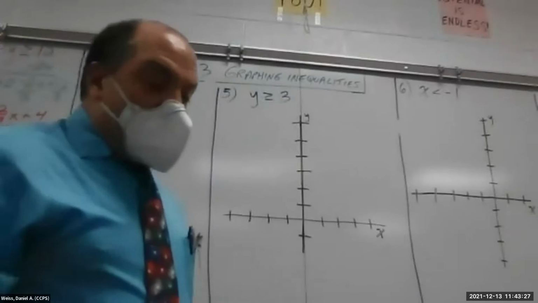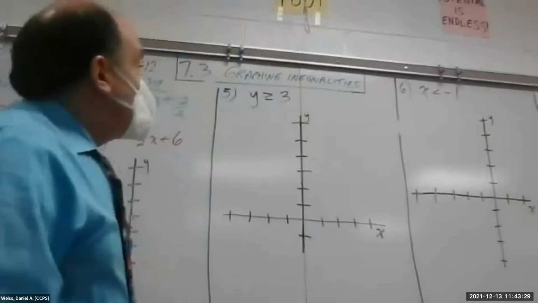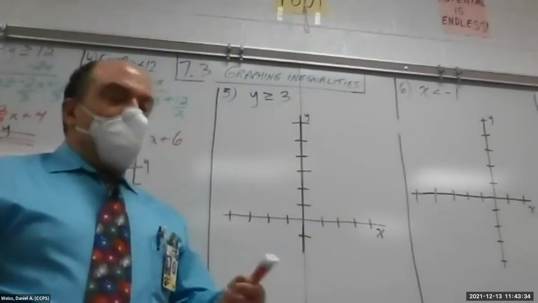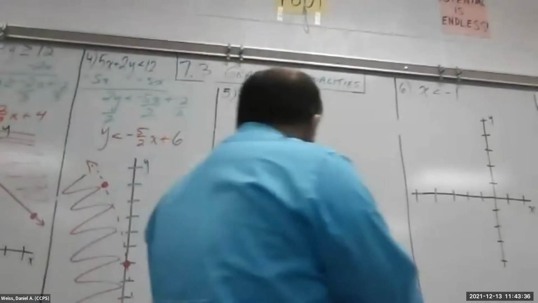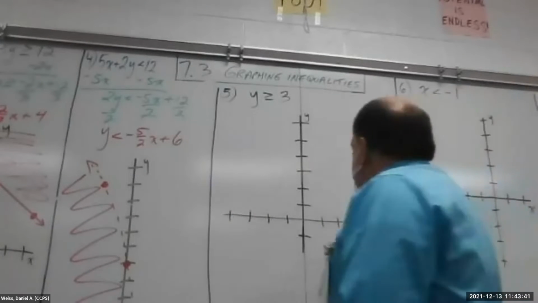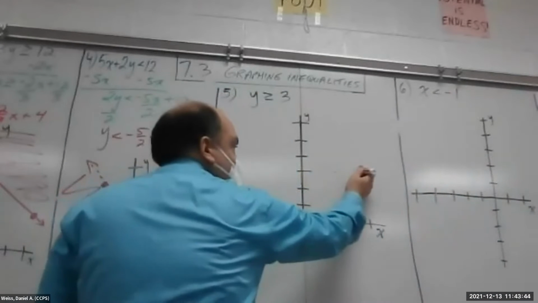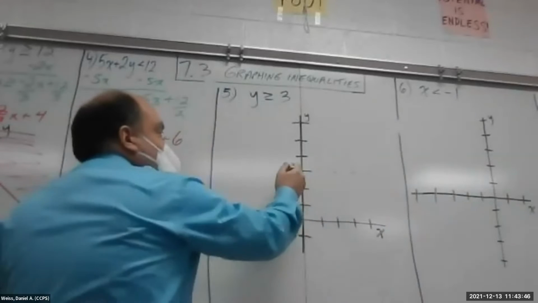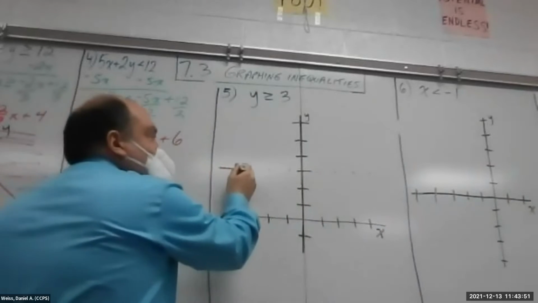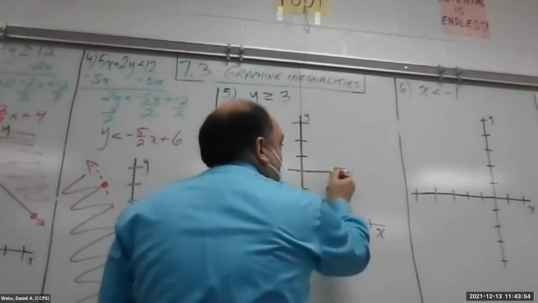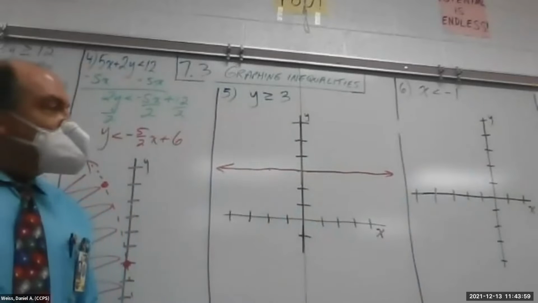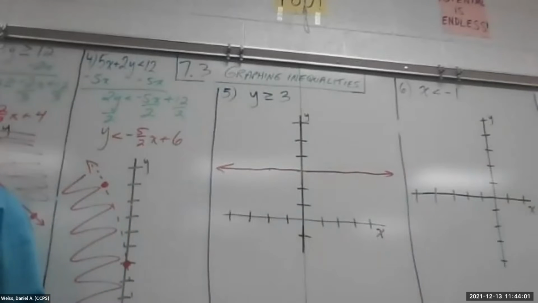Now, y is greater than or equal to 3. You remember y equals 3? Remember how we graphed that last week? Remember, here's 0, 3. Here's 1, 3. Here's 2, 3. Here's 3, 3. Here's 4, 3. Here's negative 1, 3. Negative 2, 3. Negative 3, 3. Negative 4, 3. Here is the line at y equals 3, right? That's the line y equals 3. Nod your head if that makes sense. Okay, good.